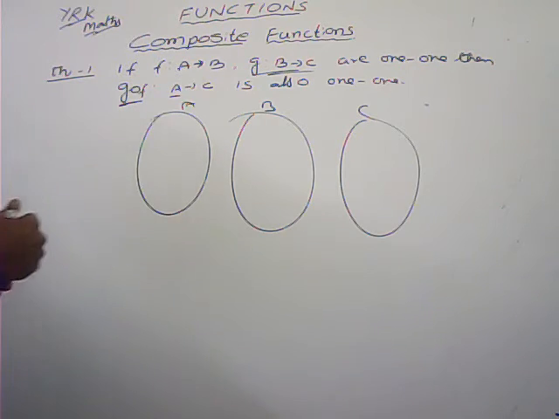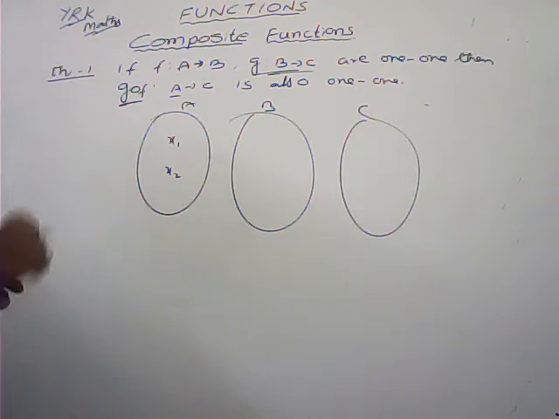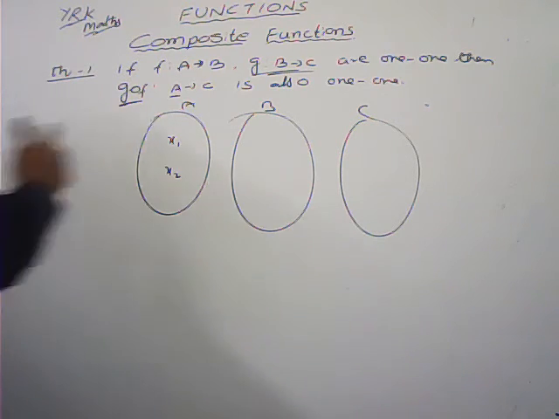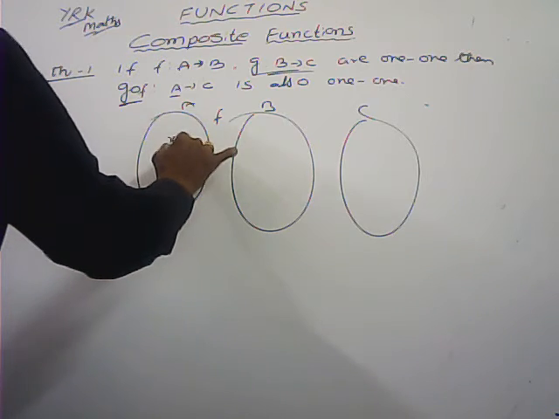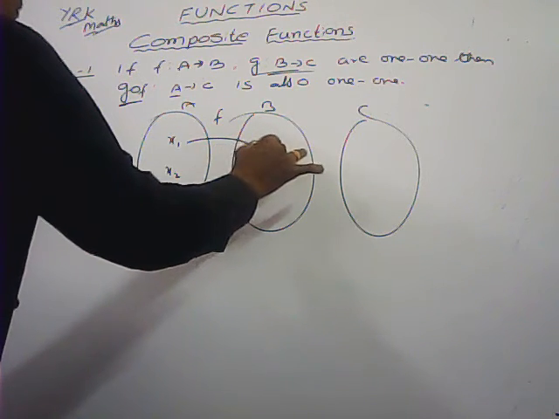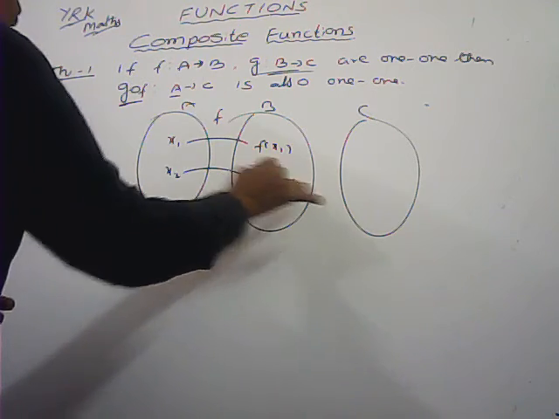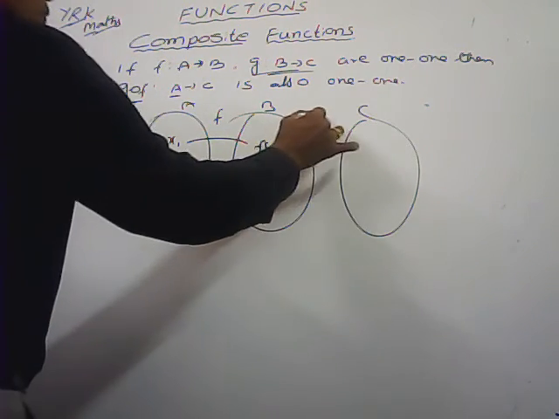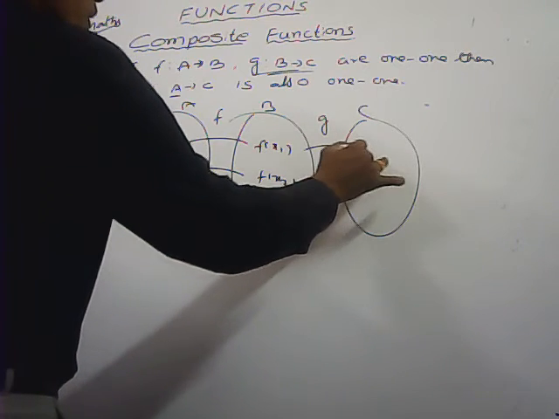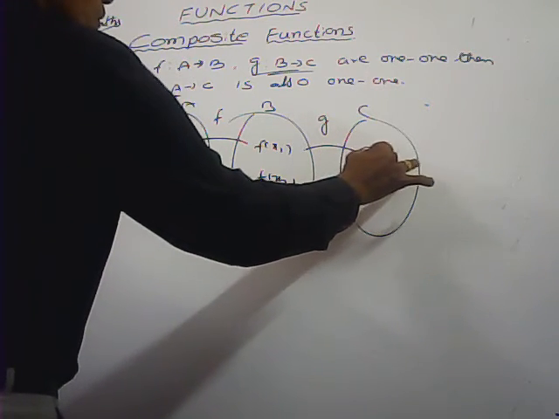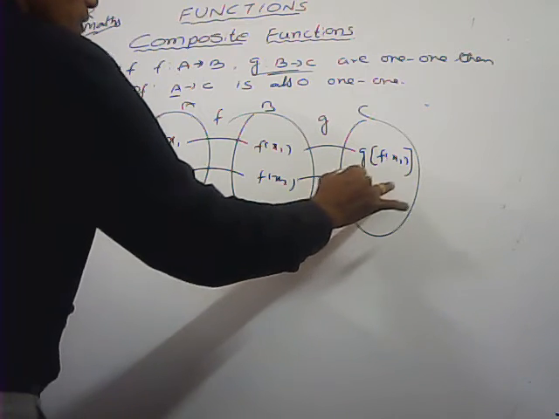The diagrammatic also here I am showing. Here I have taken two elements x1, x2. You can take any two elements in the set A. Here f is mapping from A to B. What is the image of x1 under f? That is f of x1. The image of x2 under f, that is f of x2. And g is the mapping from B to C. The image of f of x1 under g, that one we can write g of f of x1. And the image of f of x2 under g, we can write g of f of x2.